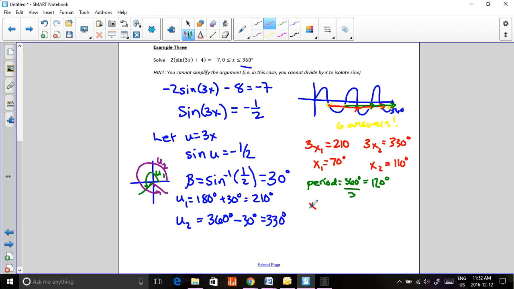This is x3: 120 plus 70 is 190. Then we can have x4, so we add 120 again, so that is 310 degrees. Then x5, 120 onto this is 230 degrees. And x6, we add another 120, it's 350 degrees. Notice that all 6 answers are between 0 and 360 degrees. And if you put them back into this formula, you would get out exactly -7. So there you go.